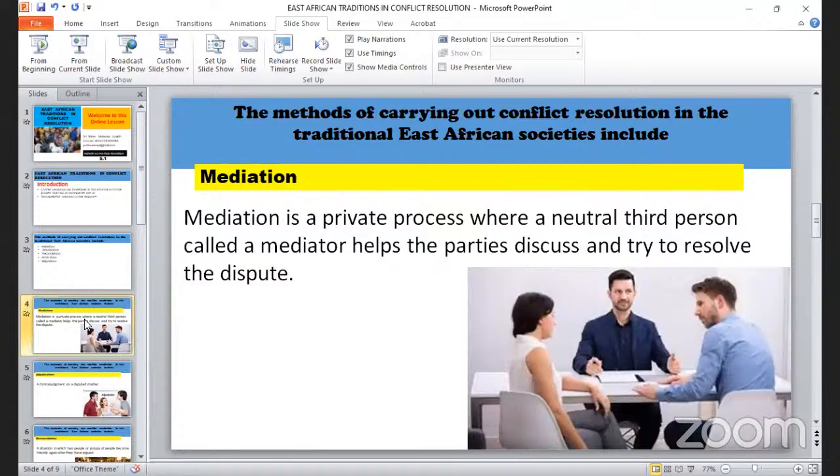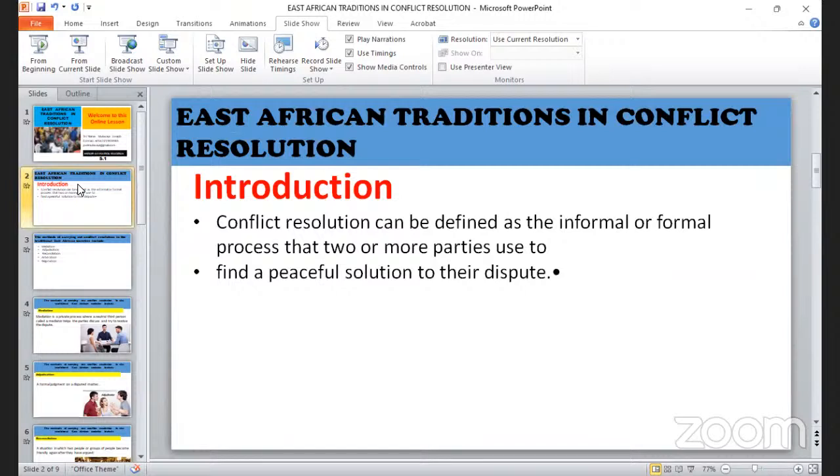So, when we look at mediation, it is a private process where a neutral third person called a mediator, that person who is in between the two disputed parties, helps the parties discuss and try to resolve the issue that they are having. Remember, we define conflict resolution as a formal or informal process that two or more parties use to find a peaceful solution to their dispute or conflict.